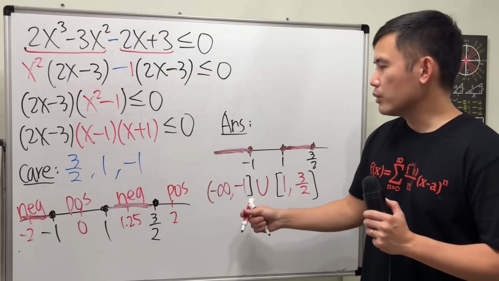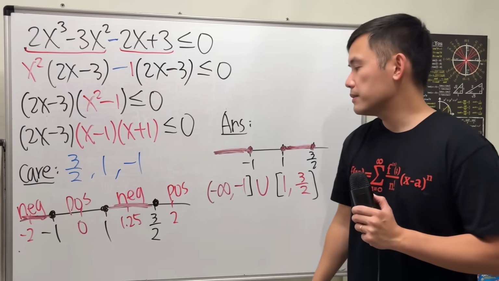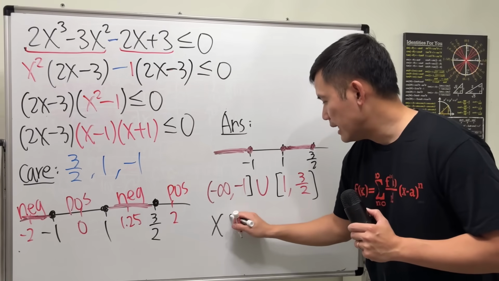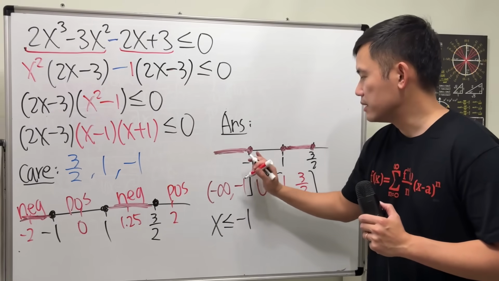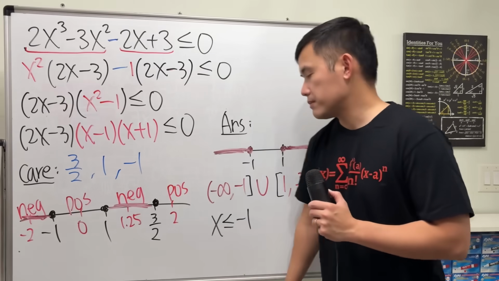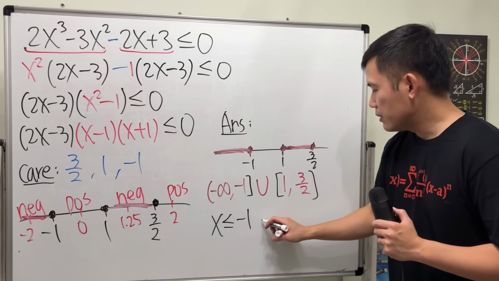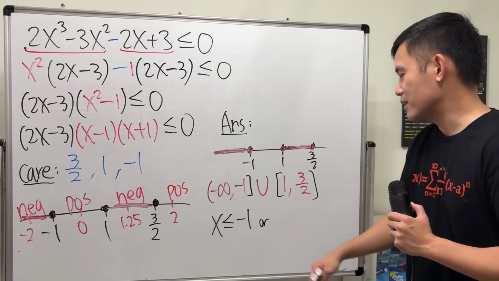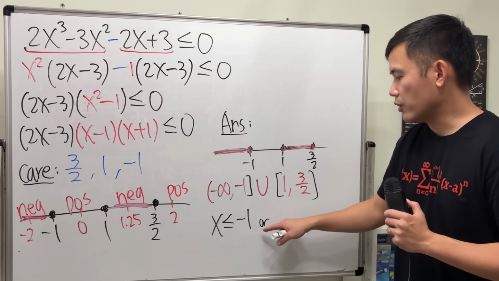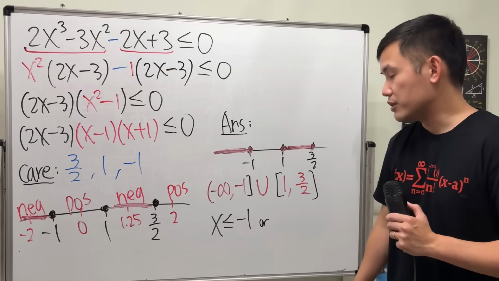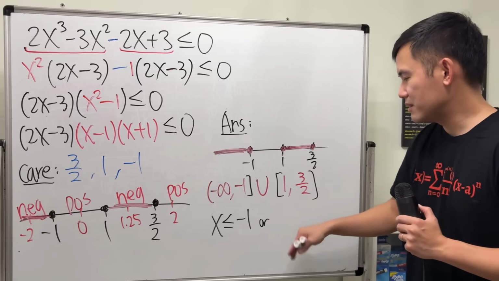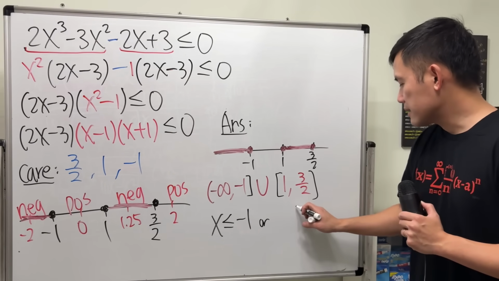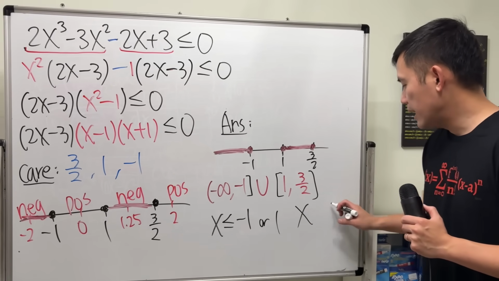Lastly, of course, you can also just write this down with inequalities. In this case right here, we say x is less than or equal to -1 because it's from here all the way to the left. You can also put an or, or just put a comma. It doesn't really matter in my opinion. But do not put a union for inequality presentation. Put an or or a comma. Now for this right here, x is in between 1 and 3/2.